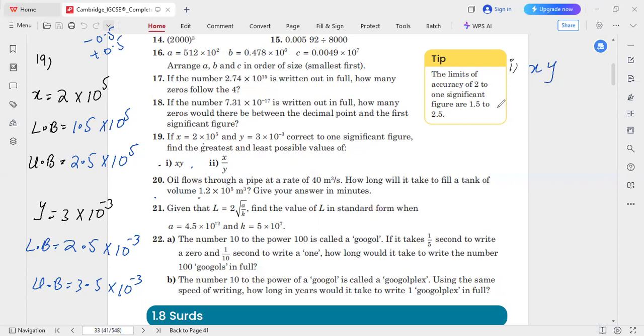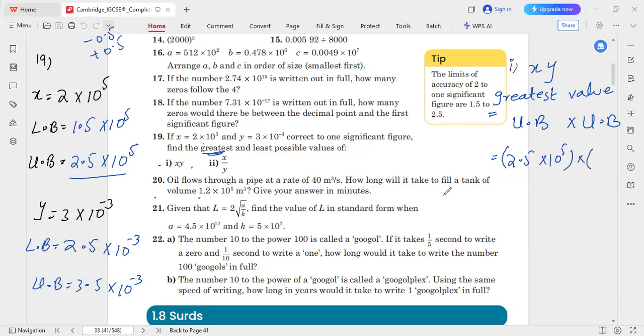As we need to find the greatest possible value, I'm just going to deal with the greatest possible value. For the greatest value, we will be taking the upper bound for both of the numbers: the upper bound for x multiplied by the upper bound for y. The upper bound for x is 2.5 times 10 raised to the power 5, and we need to multiply it by the upper bound of y, that is 3.5 times 10 raised to the power negative 3.